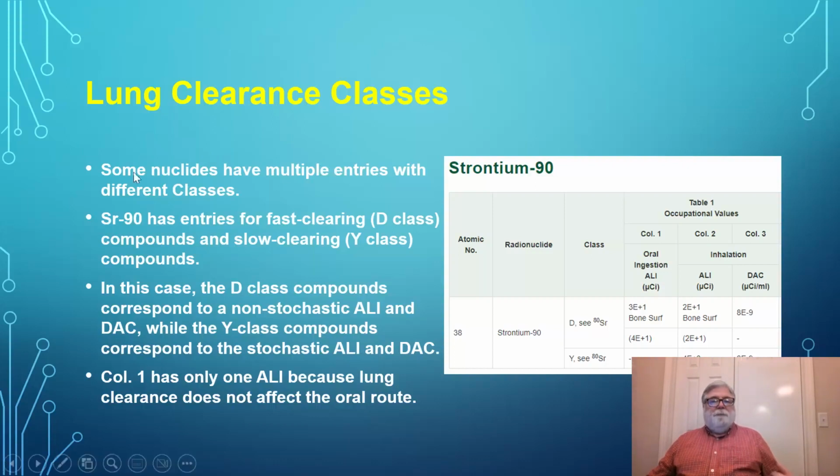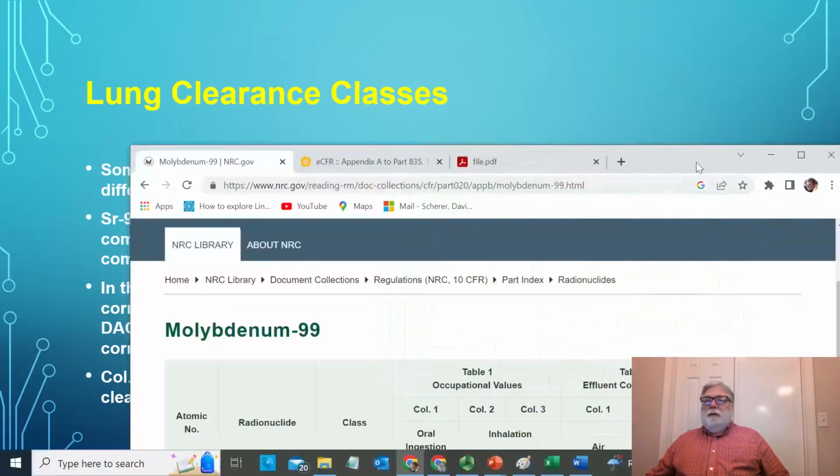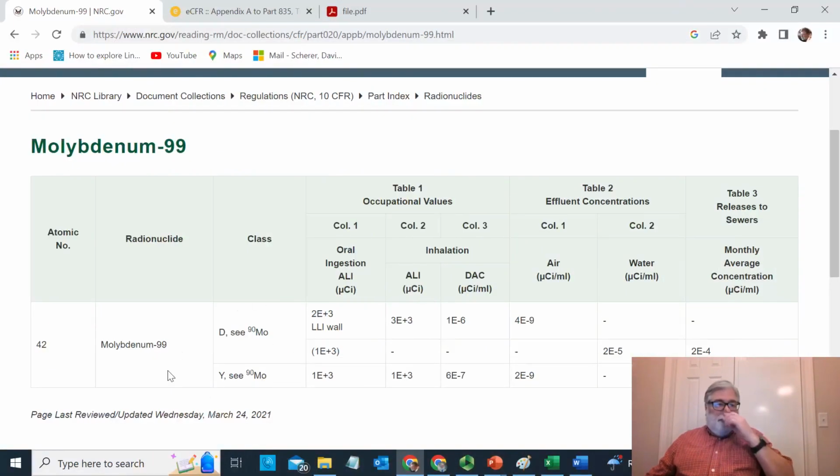Now, when we have airborne activity, and since we're talking about DAC-hours, the airborne respiratory pathway, then we have to consider the lung clearance class of the particular nuclide. So as you can see here in this example for strontium 90, there are two different clearance classes here. They tell me to go see strontium 89 and 80, and that's because they don't want to repeat this in every situation, so they tell you to go to the first one.